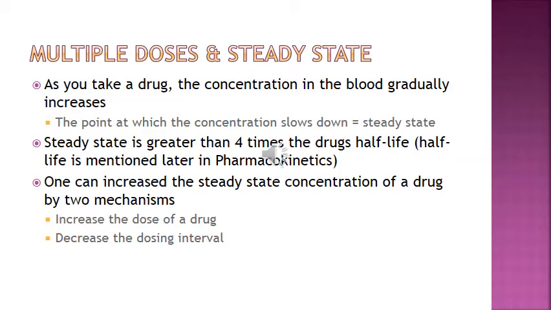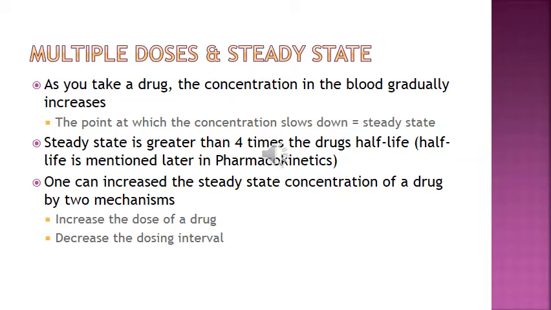Some other effects, and again, this kind of looks at how we repeatedly will take a drug when we've been prescribed something or taking a drug to treat something, or the concept of multiple doses in steady state. As you take a drug, obviously the concentration in the blood gradually increases. So the point at which the concentration slows down is basically the steady state. So that basically tells you once you have a certain concentration of the drug in the body, that will be the steady state.